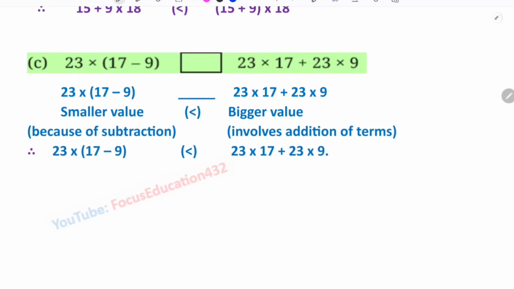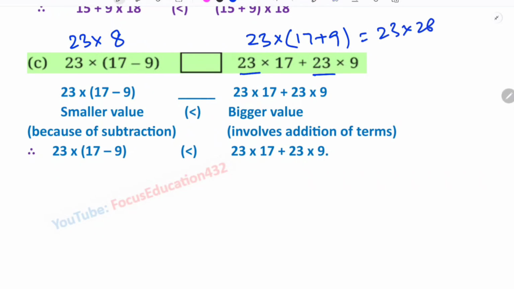23 multiplied by 17 minus 9. So 23 multiplied by 17 minus 9 means what? This is 23 multiplied by 17 minus 8, which is how much? 8. Whereas in this case, if you see, 23 is common, distributive property. So 23 is common. So what is inside? Multiplied by 17 plus 9. 17 plus 9 is a very big number, in the sense, this is 23 multiplied by 26.